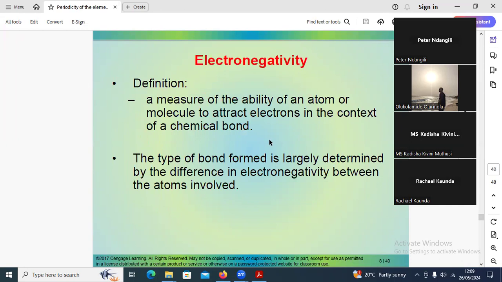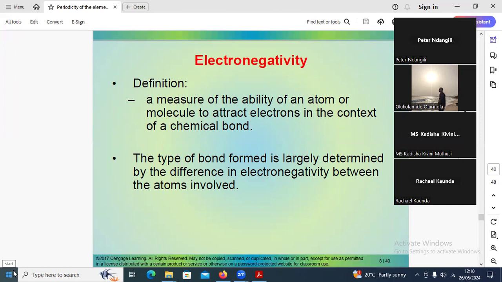Now, electronegativity. When we talk about electronegativity, it is very similar to electron affinity in the sense that in both cases, an electron is being attracted towards a particular atom. Now, when we are talking about electronegativity, we define the tendency of a particular element to attract an electron towards itself in a chemical bond.